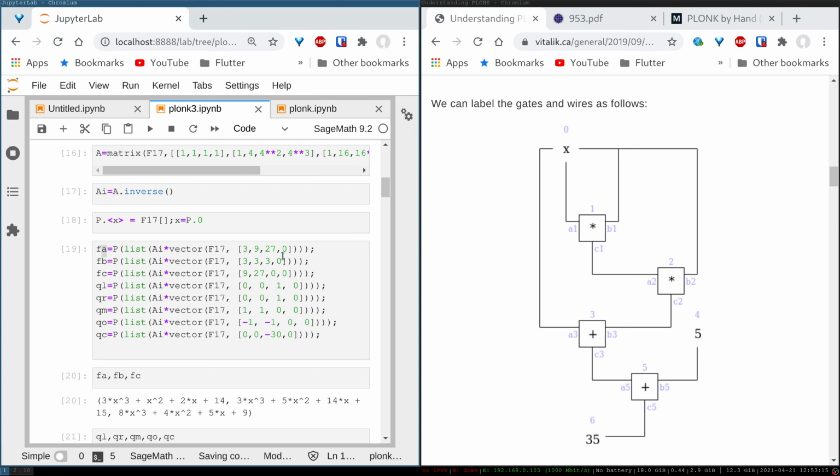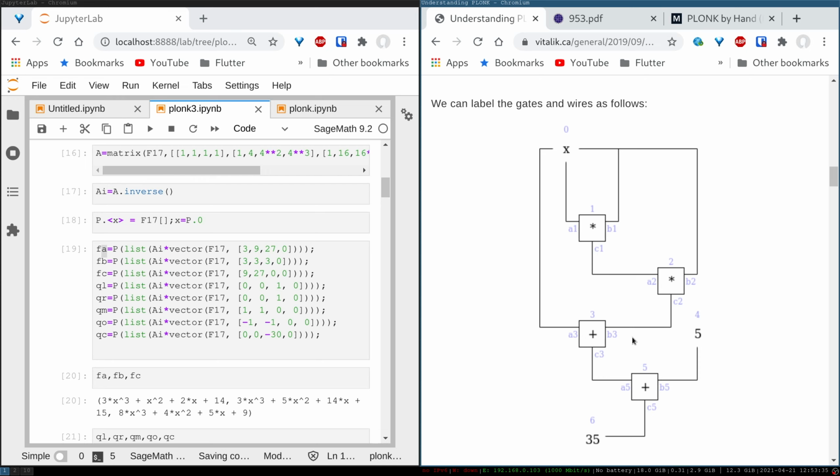So a1 is 3. And now a2 is going to be the square of x. Because b1 is also x, and this is a multiplication gate, here we have the output c1 equal to x squared, which should be the same as a2. So a2 is 9.